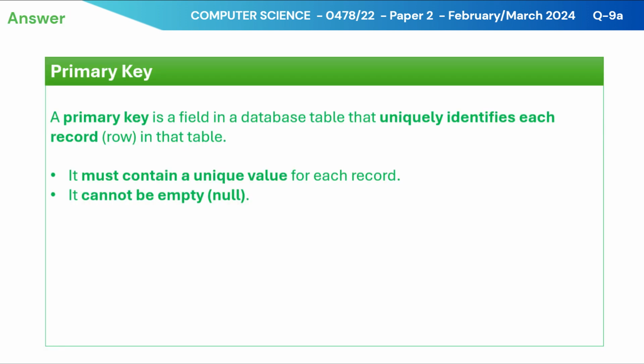To solve this question, let's understand, what is a primary key? A primary key is a field in a database table that uniquely identifies each record or row in that table. A primary key has two characteristics. Number 1, it must contain a unique value for each record. Number 2, it cannot be empty or null.